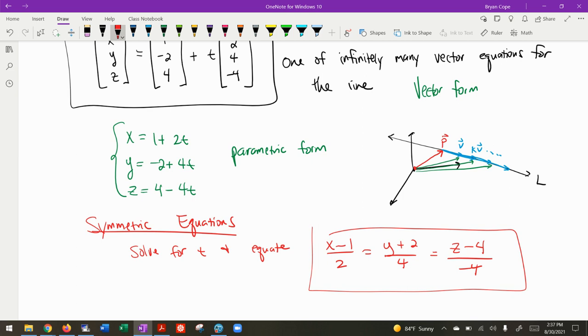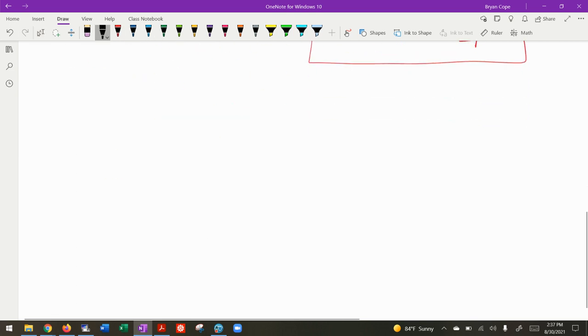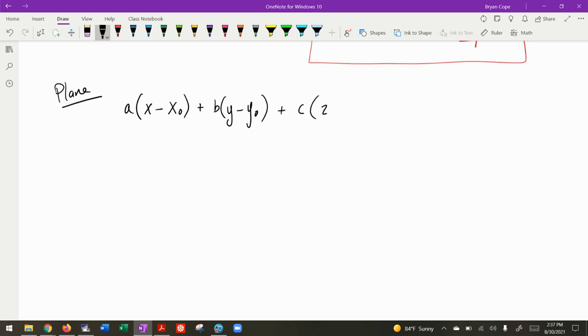Okay, let's do a plane. Ready? Okay, let's just state the formula like you wanted it straight up, not derived. Some of you did, so that's what I'll do. All right, here's the plane. A times (x minus x naught) plus b times (y minus y naught) plus c times (z minus z naught). This is just equals 0. You don't need to have a d in that case. So there's the plane equation.